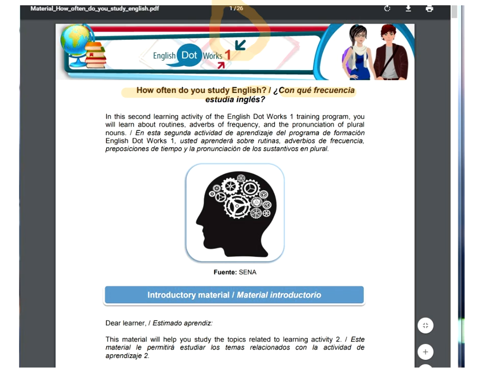Con qué frecuencia estudia inglés? You're going to find the information in English and in Spanish. It says, in this second learning activity of English That Works 1 training program, you will learn about routines, adverbs of frequency, and the pronunciation of plural nouns. En esta segunda actividad de aprendizaje del programa de formación English That Works 1, usted aprenderá sobre rutinas, adverbios de frecuencia, preposiciones de tiempo y la pronunciación de sustantivos plurales. So that is the information.